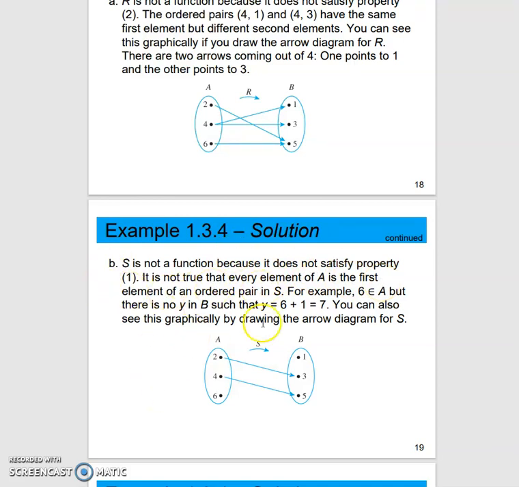So 6 is in A, but there is no y in B such that y equals 7. So basically, I was not able to use this 6 value. We didn't concern ourselves with that in our earlier math classes, but this more formal definition means that I can't have this missing value.